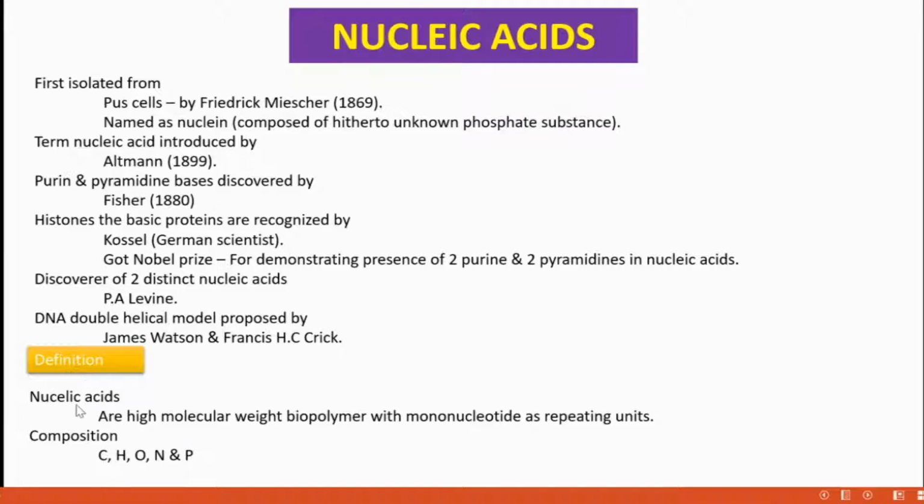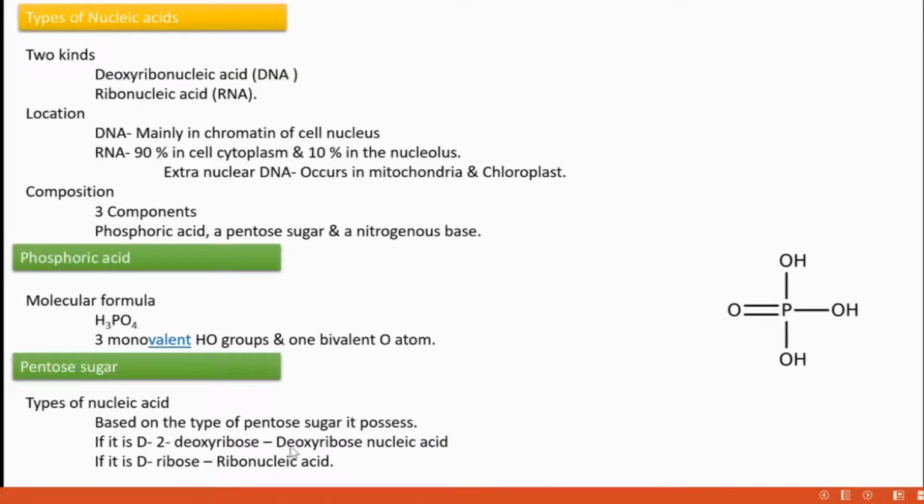Then the definition. What are nucleic acids? They are high molecular weight biopolymers. Biopolymer means it has subunits. That basic unit is the mononucleotide. Mononucleotides as repeated units form a big biopolymer. That biopolymer is nucleic acid. It is composed of carbon, hydrogen, oxygen, nitrogen and phosphorus.